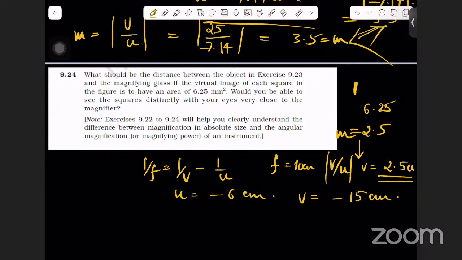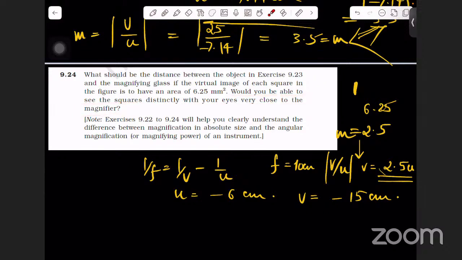Okay, because V is 2.5 times of U. So now we've found out the distance between the object and the magnifying glass. Would you be able to see the squares distinctly with your eyes very close to the magnifier?